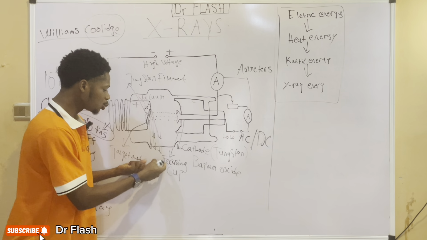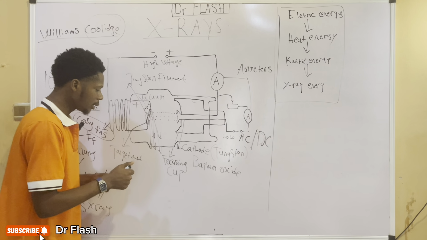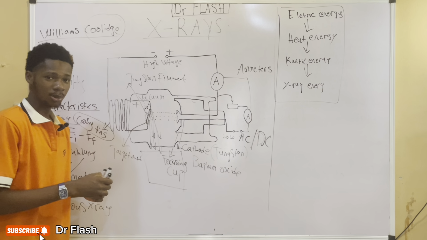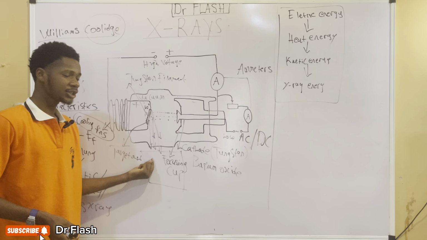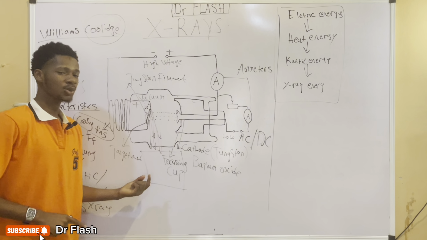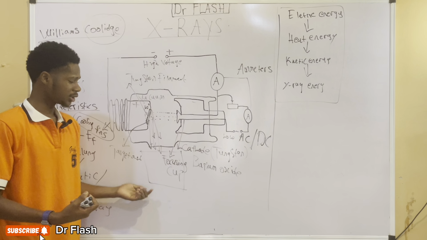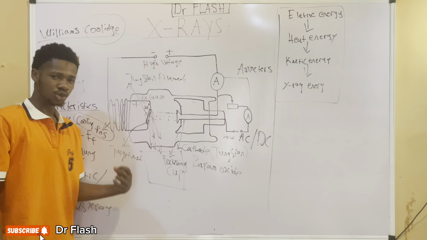So most times we even place an aluminium foil at this point, a thin aluminium sheet, so that X-rays of low energy can be absorbed. We only want the ones of high energy. The ones of low energy can be absorbed by human tissue, causing damage. But the ones of high energy will just pass through and continue. We don't want them to stop in the human tissue.